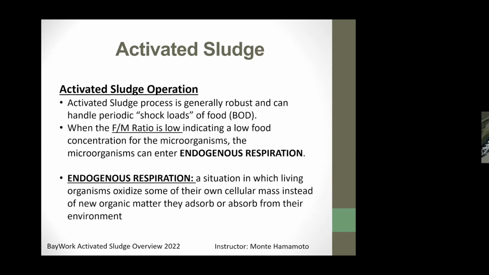So when you hit into endogenous respiration, then that's going to be a problem, and you're going to see settling issues. You're going to see your inventory start going down and not knowing why, and that's because your F to M is off. You got way too many microorganisms for the amount of food you have coming in, and that's a good indicator that you need to reduce your activated sludge inventory to match that food that you have coming in.